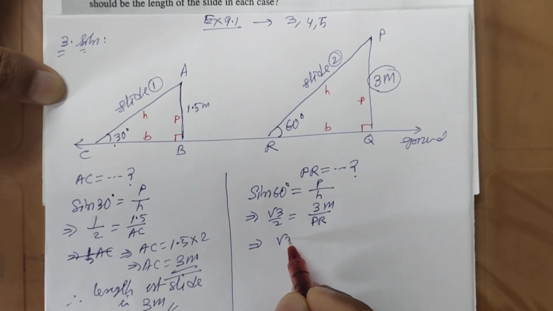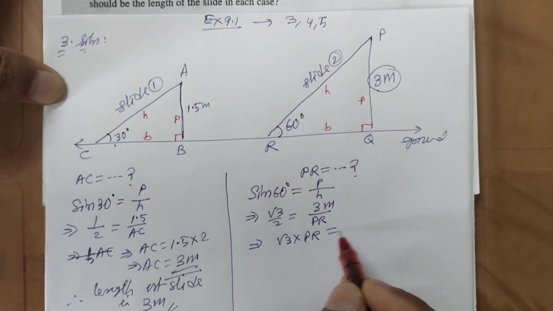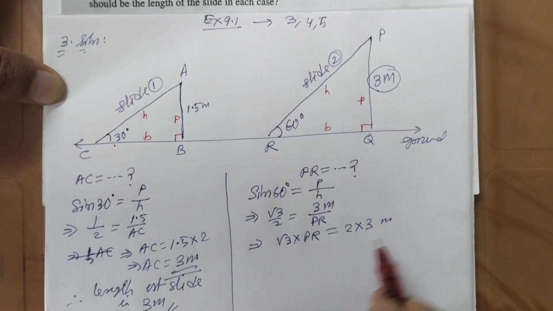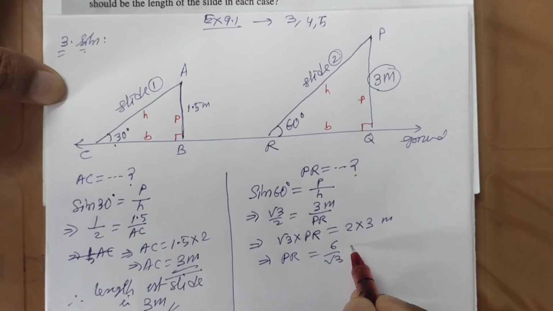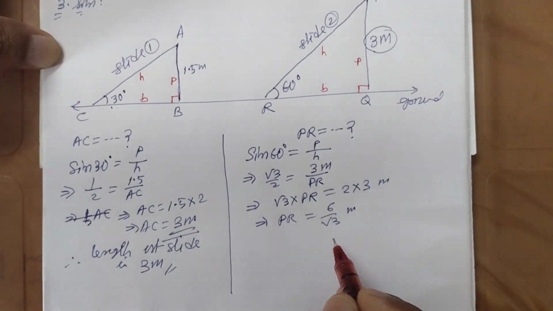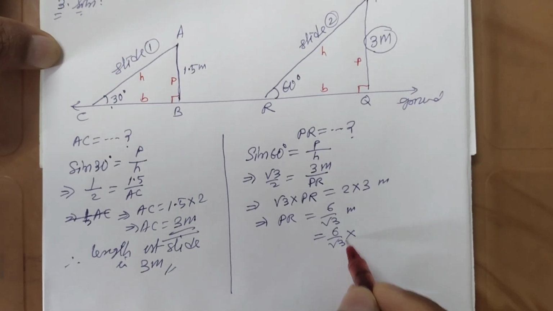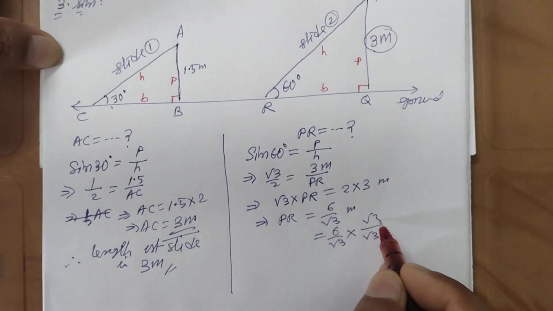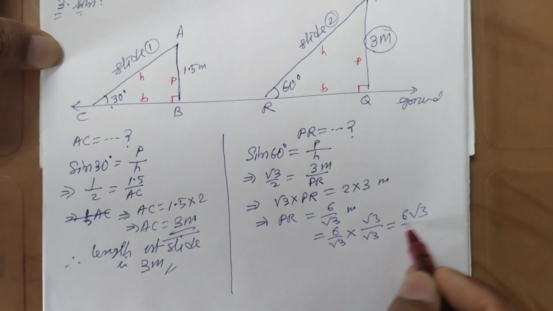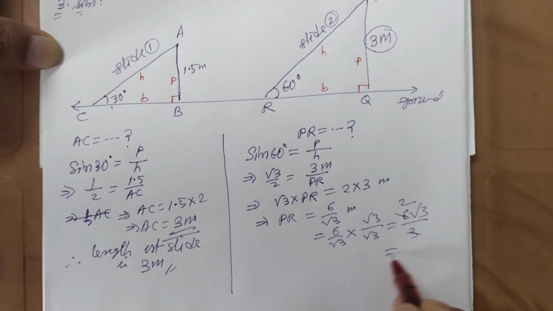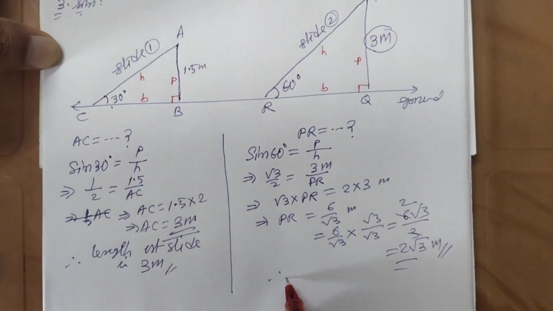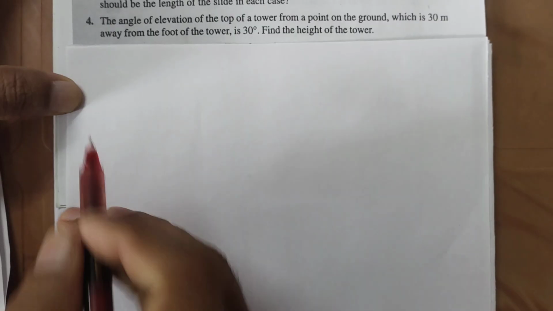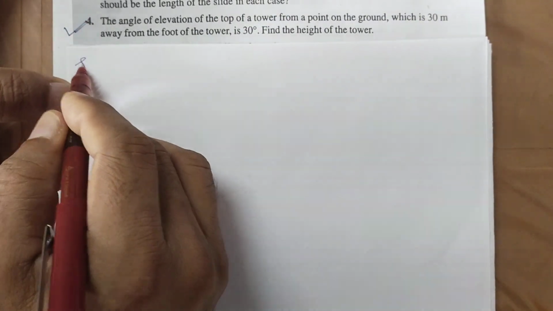Now cross multiply: root 3 into PR is equal to 2 into 3 meter, so PR is equal to 6 by root 3 meter. You can rationalize the denominator: multiply by root 3 into root 3. Then 6 root 3 by 3 gives 2 root 3. Therefore the length of the second slide is 2 root 3 meter, and this is the complete solution. Next, solving question number 4.